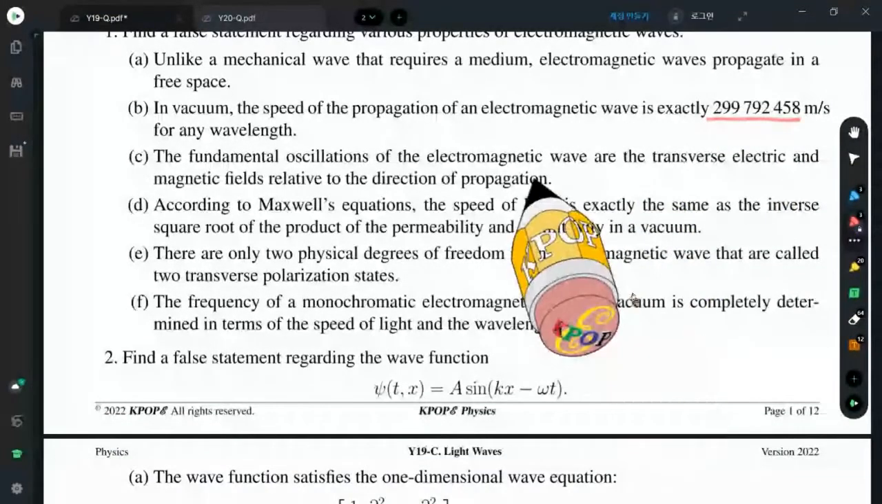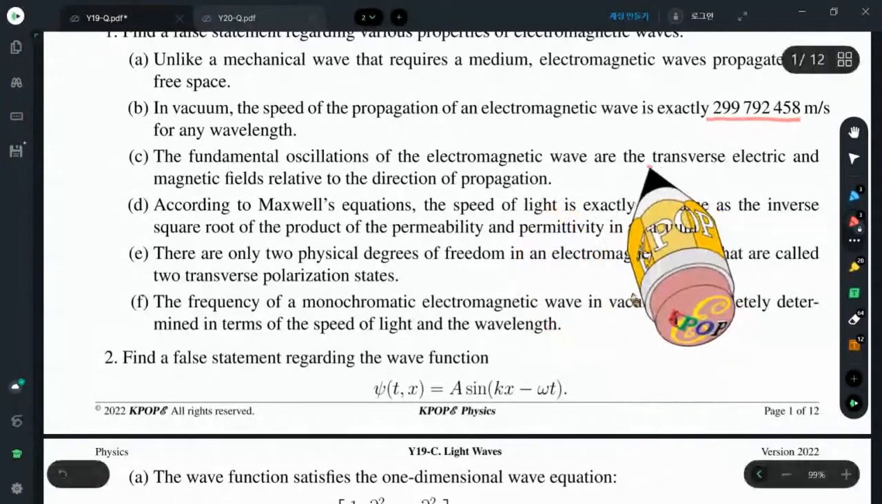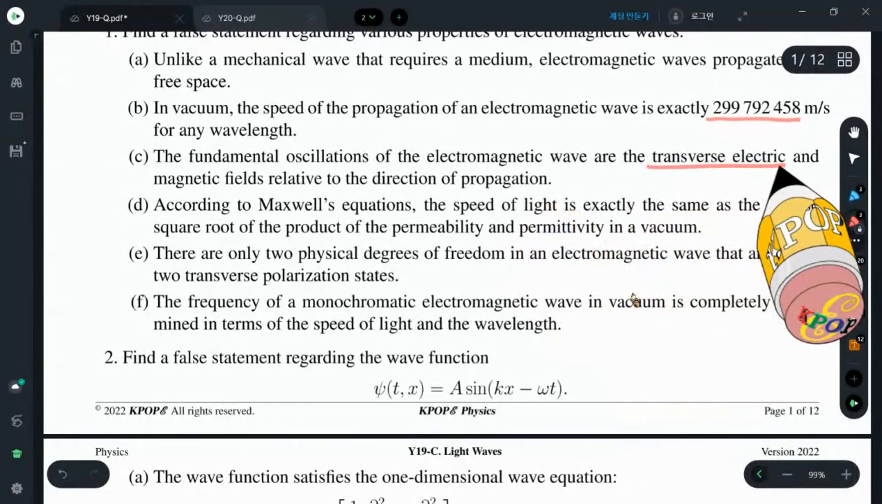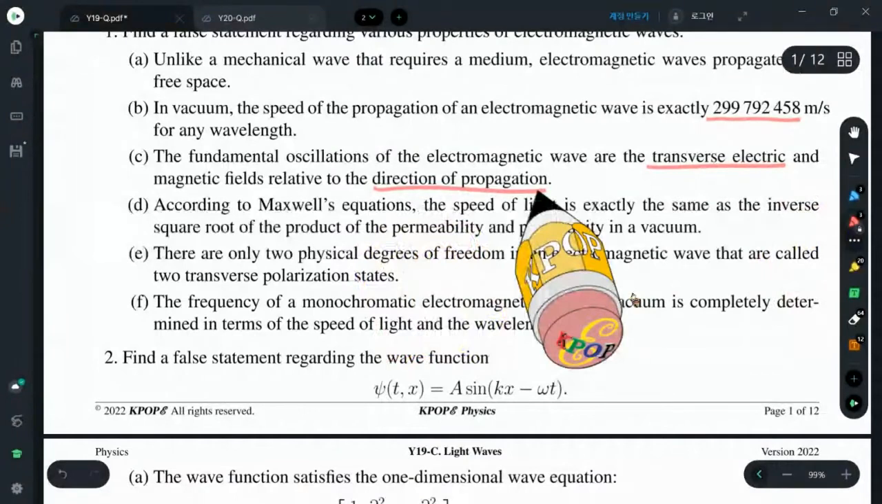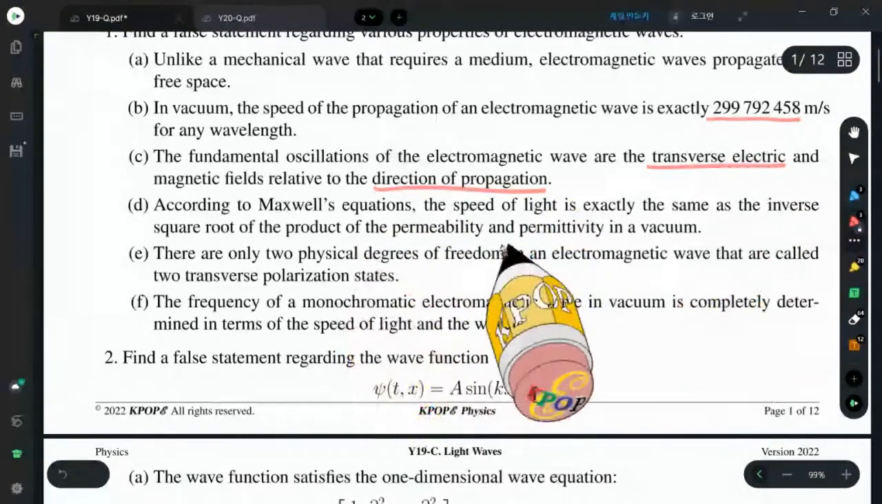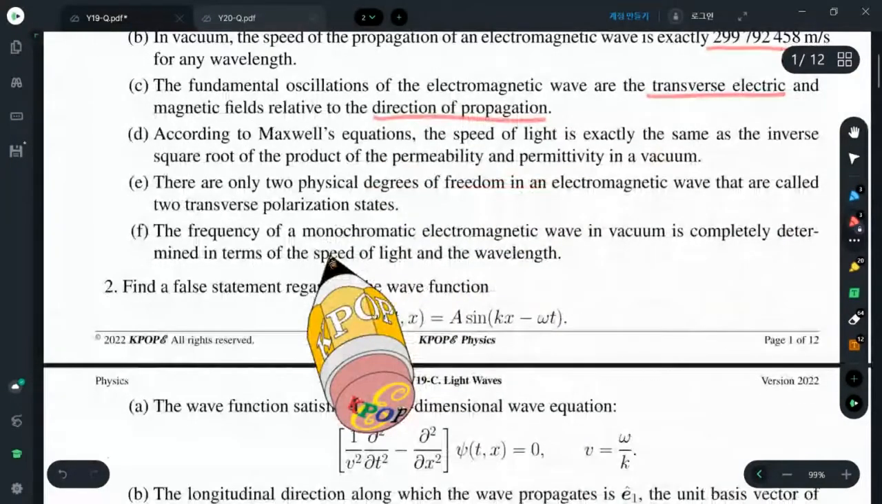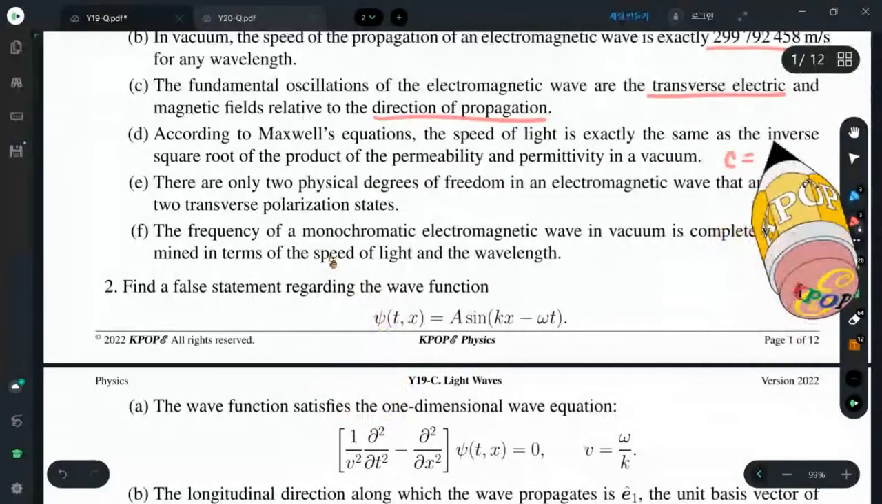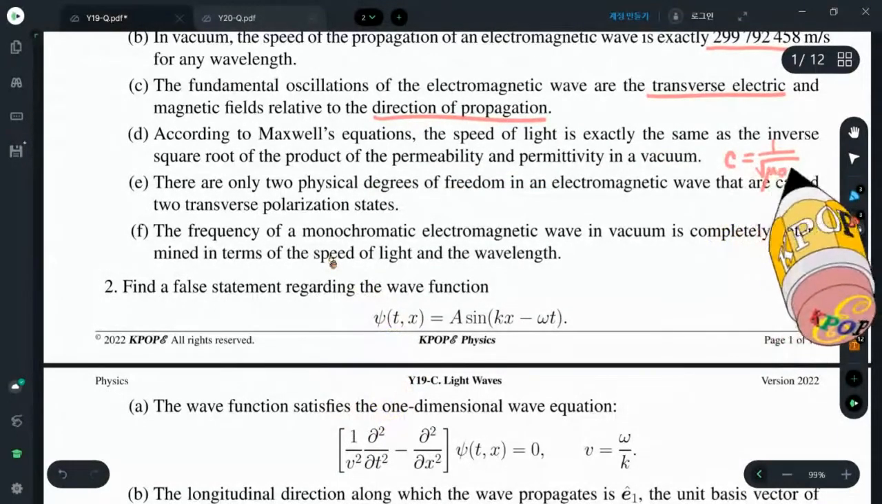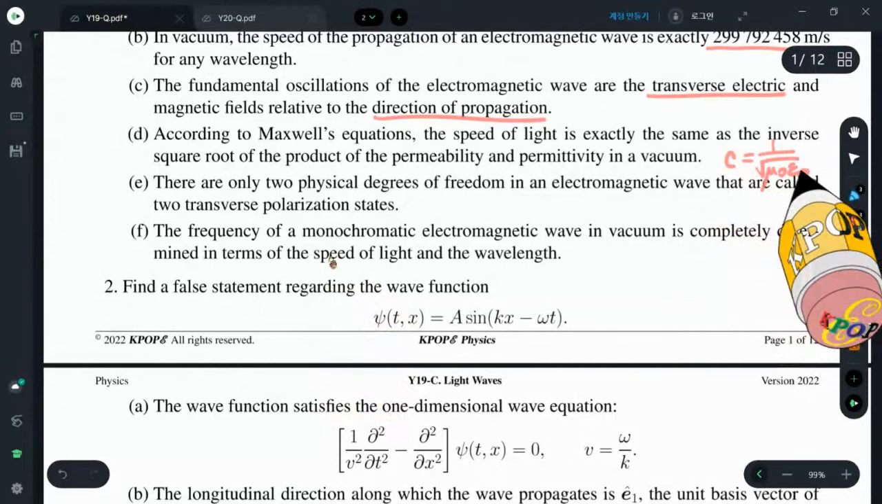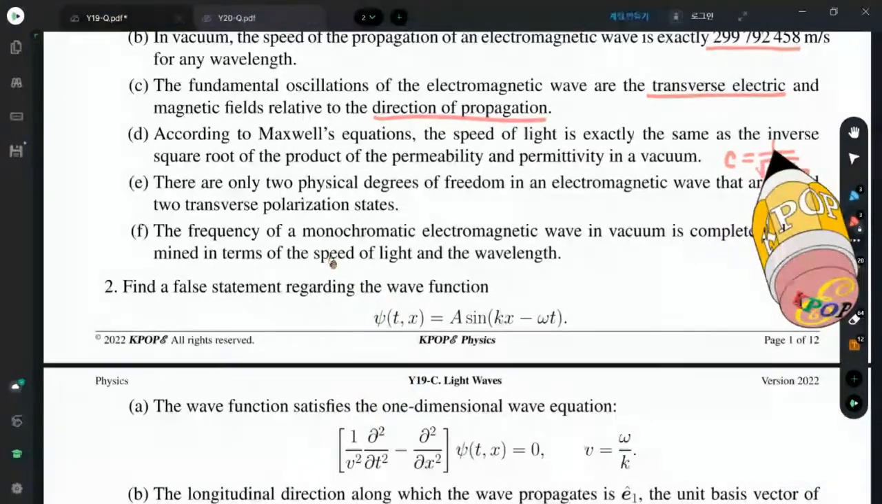It has two polarization states that are transverse relative to the direction of propagation, which is represented by the wave vector. The speed is one over the square root of mu 0 epsilon 0, and this was first noticed by James Clerk Maxwell.